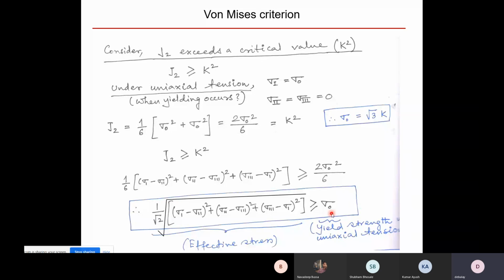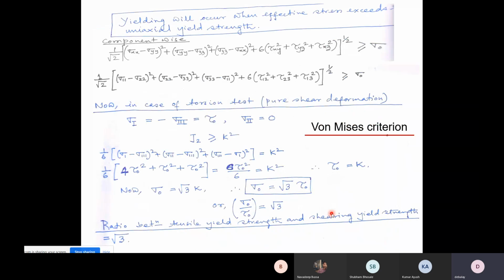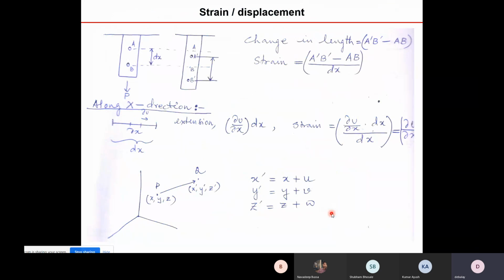And von Mises prediction is more accurate because it considers three principal components: sigma 1, sigma 2, sigma 3. But Tresca is simpler because it considers two components. So these are their strengths and weaknesses. So this understanding is necessary.